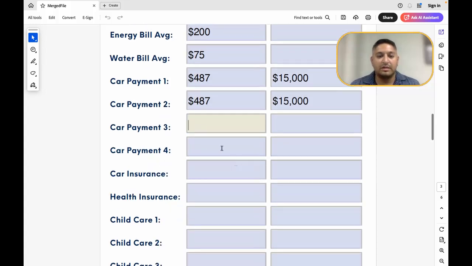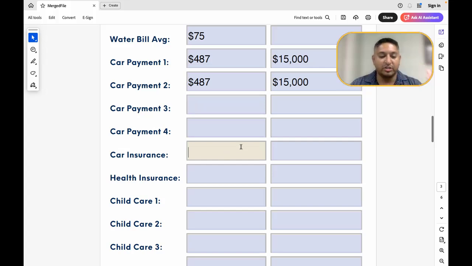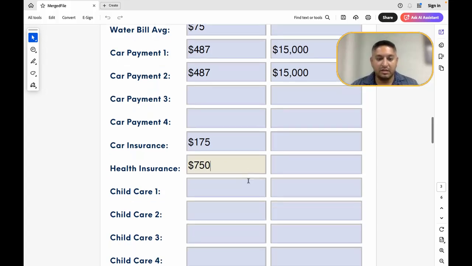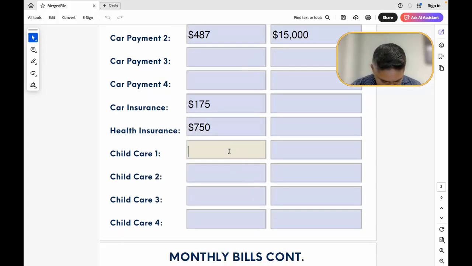So now you have 4 vehicles. There are added lines there. Car insurance, average is 175. Health insurance, doing 750. Average child care, 500.